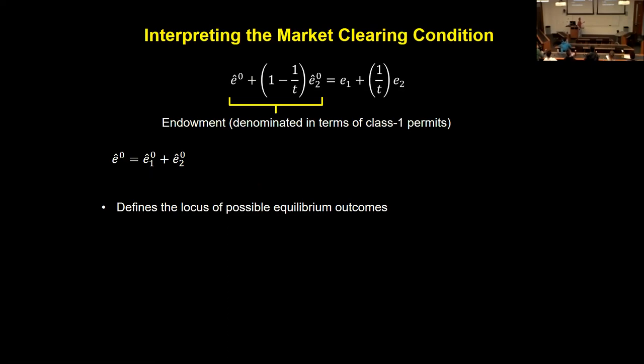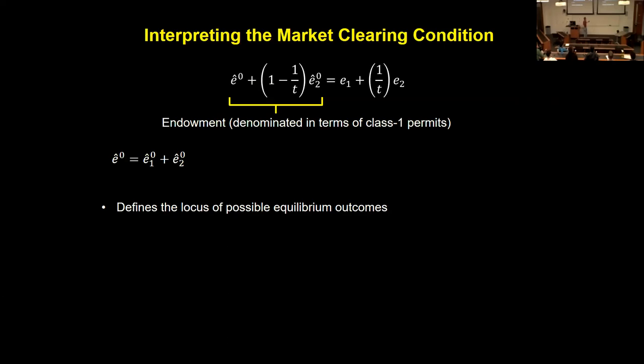E hat naught is the sum of E hat one plus E hat two, just the sum of those endowments. I've just rewritten things a little bit here. So if you just do the math, plug this sum in, you'll see that it becomes the endowment that we saw on the previous slide. Things simplify. But it's useful to put it in this form.